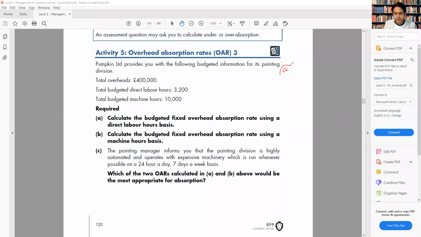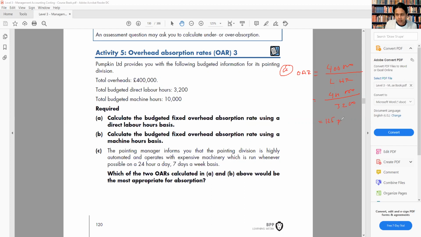So the first one, part A, asks for the OAR using labor hours. That's quite simple. Total overhead is 400,000, as the question already mentioned, and labor hours are 3,200. So 400,000 divided by 3,200 gives me 125.